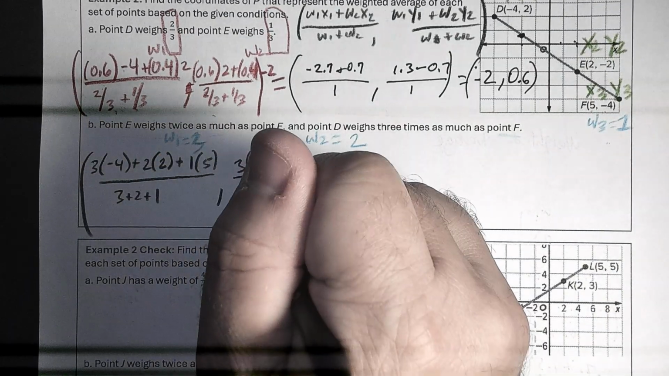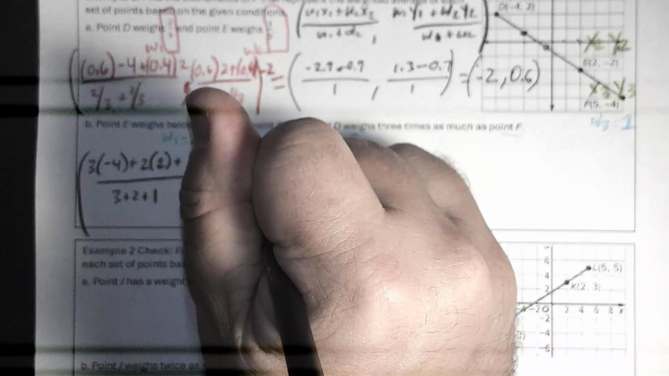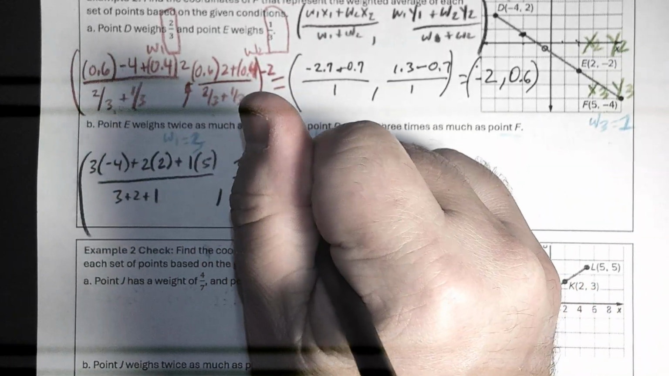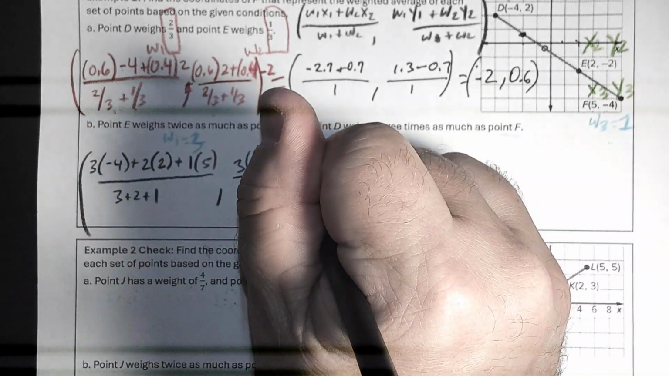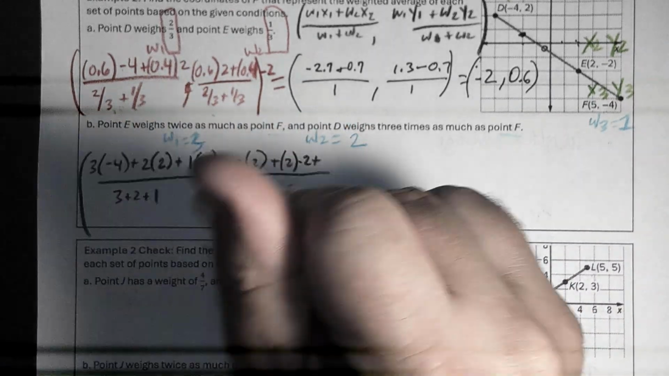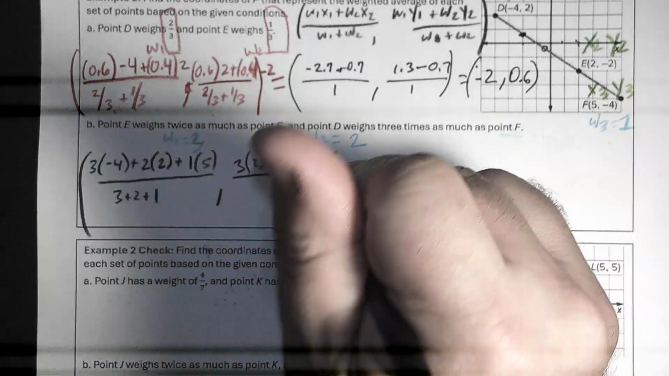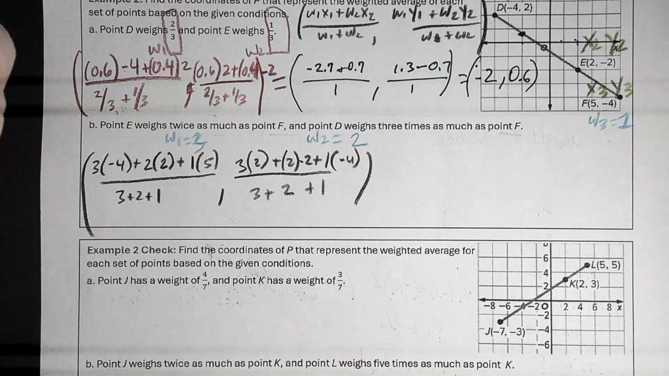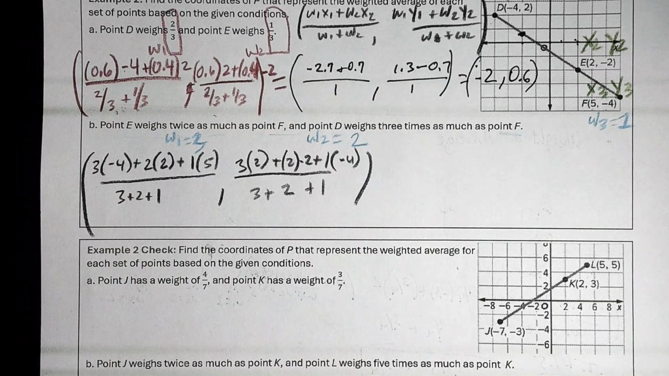So now the y's. W1 is still 3. Y1 is positive 2. Plus W2 is 2. Y2 is negative 2. And last, W3 is 1, and Y3 is negative 4. And again, the bottom is W1 plus W2 plus W3, which is 3 plus 2 plus 1. Alright, so let's do the math. Yeah, we're going to run out of room, so let's do it this way.